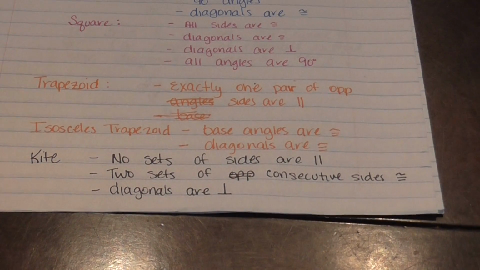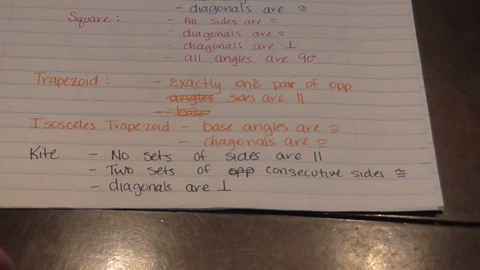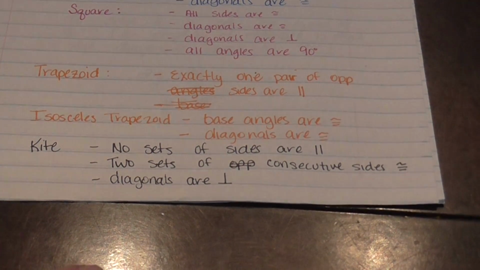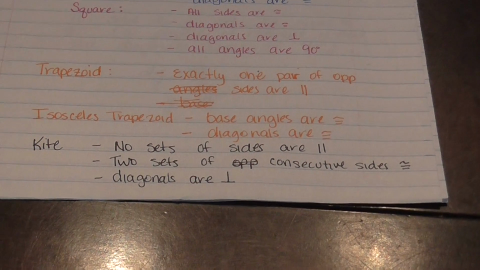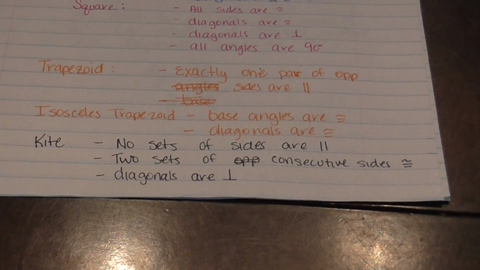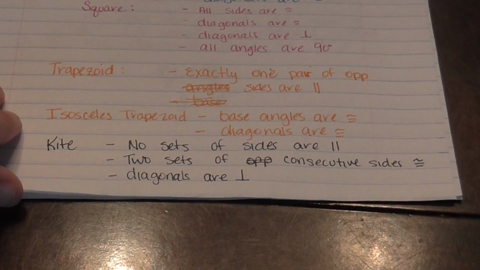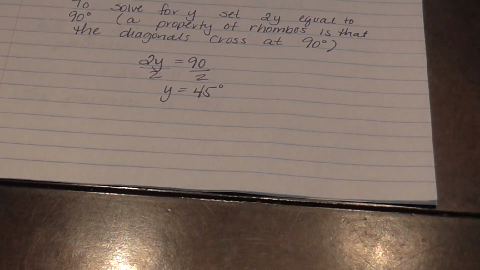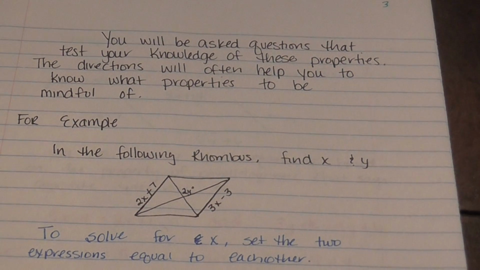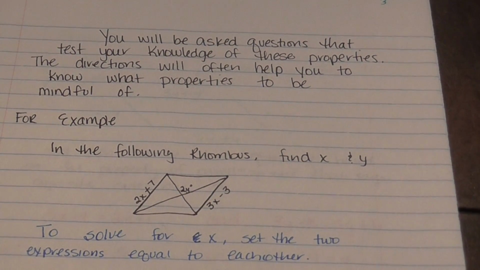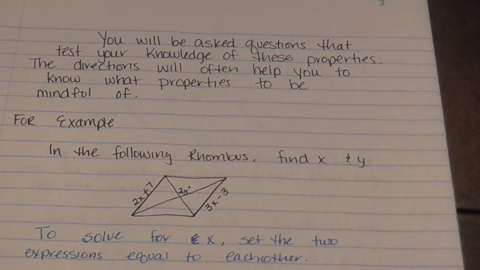Alright, so a kite, there are no sets of sides that are parallel, but it has 2 sets of consecutive, not opposite, consecutive sides that are congruent. So the top 2 are congruent and the bottom 2 are congruent, for example. And the diagonals of a kite are always perpendicular. So you're going to be asked questions that really test your knowledge of the properties. The directions will often help you know which properties to be mindful of.